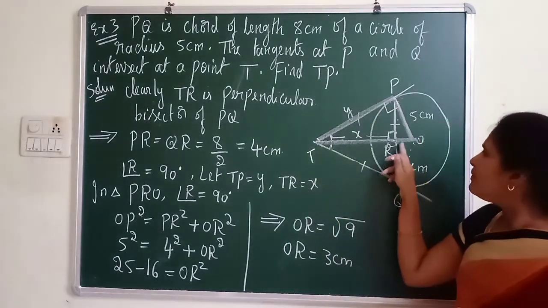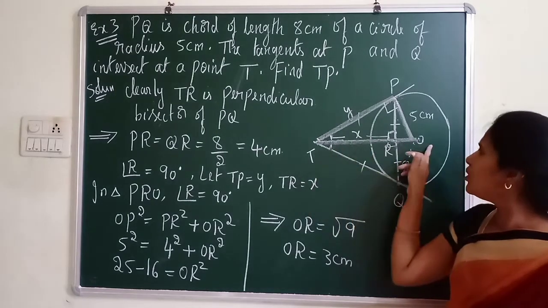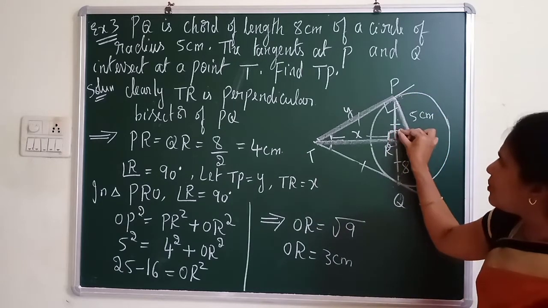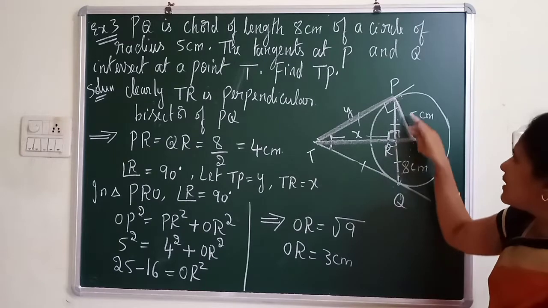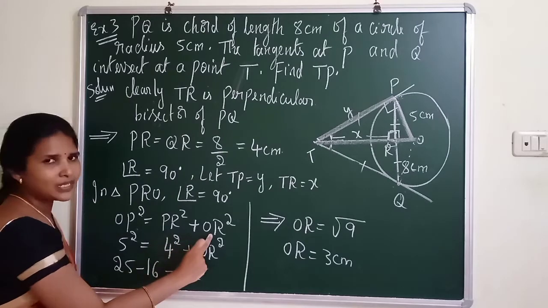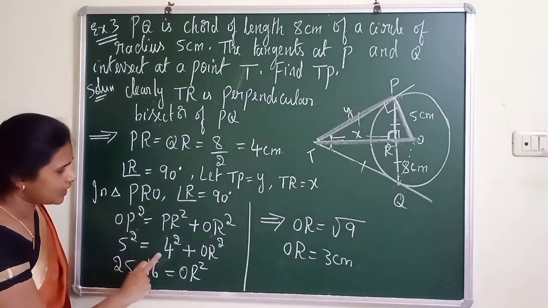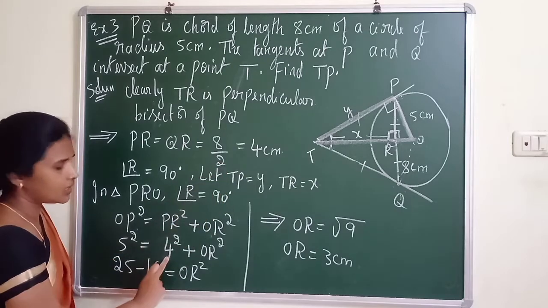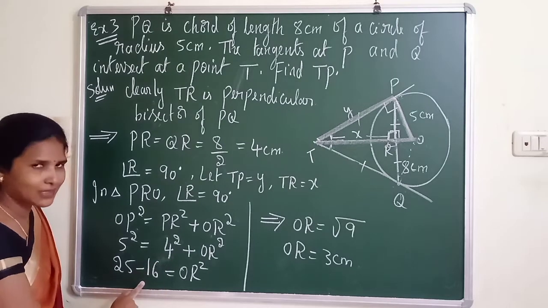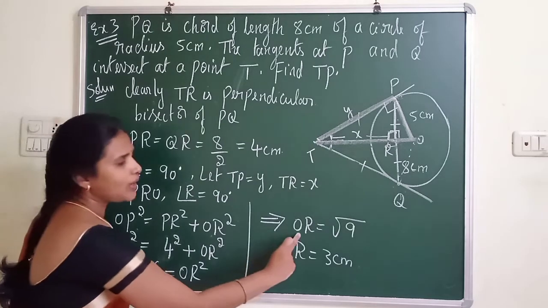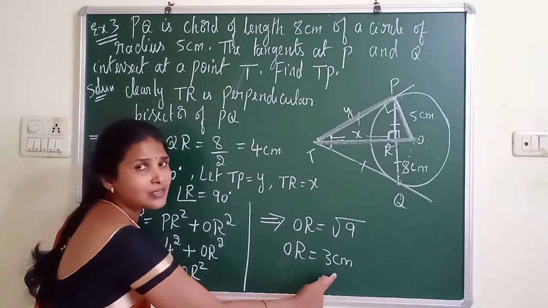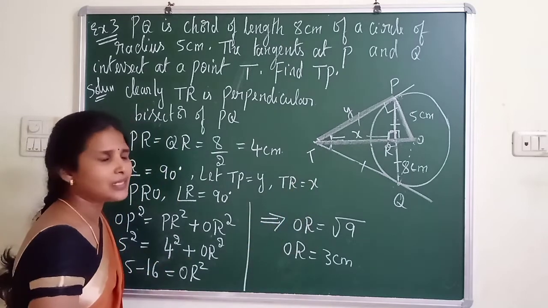So for that, let me find the length of OR, because when I take OT, I need the length of OR. In triangle OPR, if this is 90, OP is the hypotenuse. So OP square equals PR square plus OR square. OP is 5. 5 square equals PR, we already found it, 4 square, plus OR square. So 5 square is 25, 4 square is 16, 25 minus 16 is 9. So OR is the square root of 9. So what is OR? OR is 3 centimeters. So I got OR as 3 centimeters.